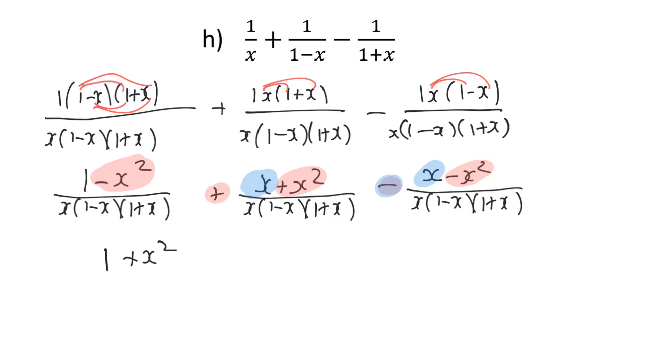So then what we're left with is that the numerators all simplify to 1 plus x squared, and the denominator remains the same as x upon (1 minus x) and (1 plus x). Again, we should try and factorize the numerator, but this isn't a difference of two squares because it's a plus. So it can't be factorized, so we've got to leave it as 1 plus x squared over x upon (1 minus x)(1 plus x).